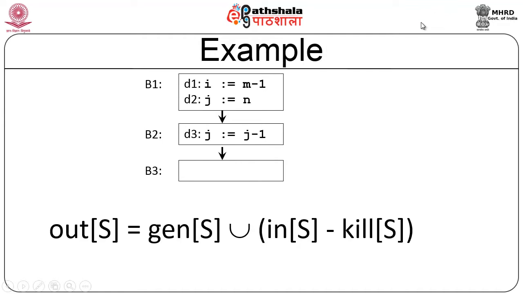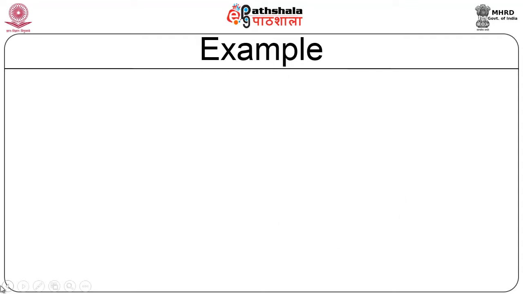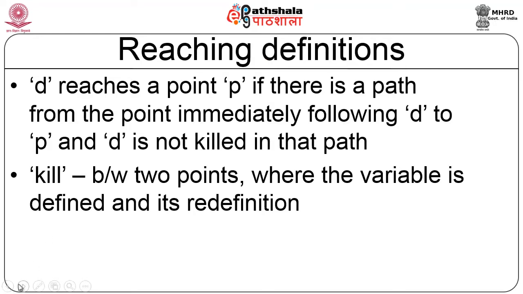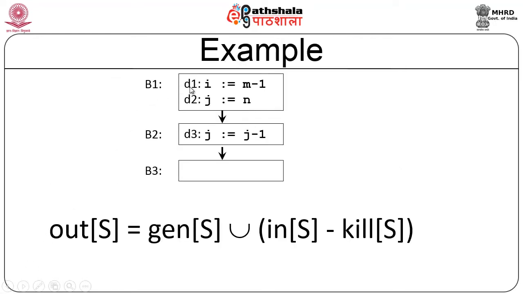So, this is for example what we look at. Typically, this is a data flow equation: out of S is equal to gen of S union in of S minus kill of S. Here in this example, D1 is a definition, D2 is a definition, D3 is a definition. Definition D3 kills the definition of D2. J is redefined here at D3, D2 was the place where J was defined first, and D3 redefines the value of J.